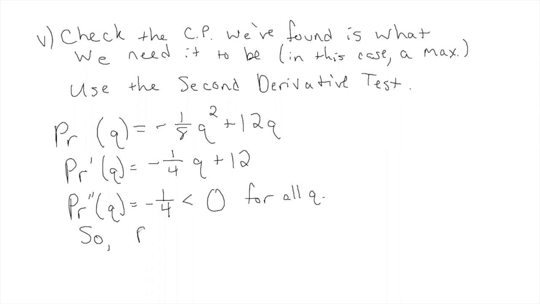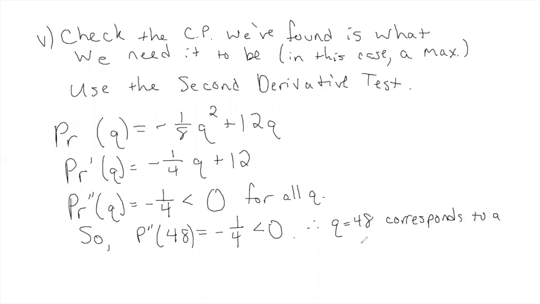So if I plug in the critical point, which I don't have written down, but it was 48, right? Here I'm looking for the q value at the critical point, so the location of the critical point. This is still going to be -1/4 because it's not dependent on my value of q. So this is less than 0. Therefore, q equals 48 corresponds to a maximum. And since this is the only critical point that exists, and it's a maximum, it has to be absolute.